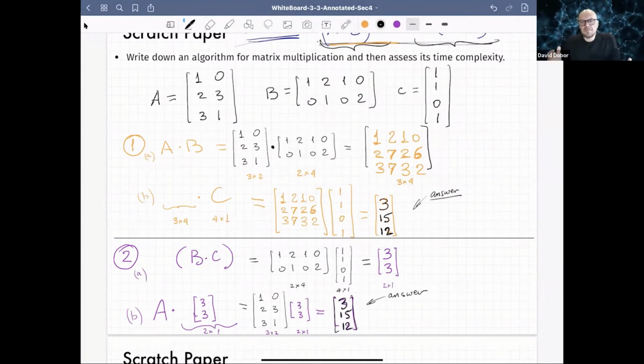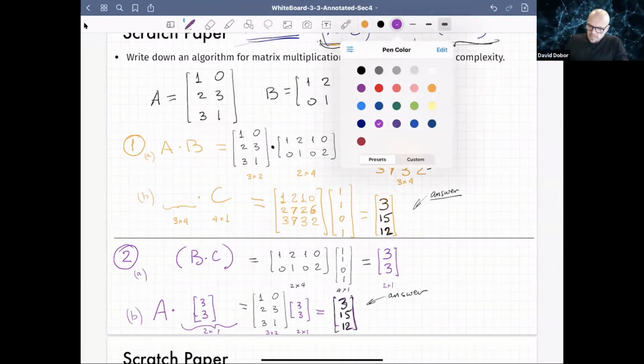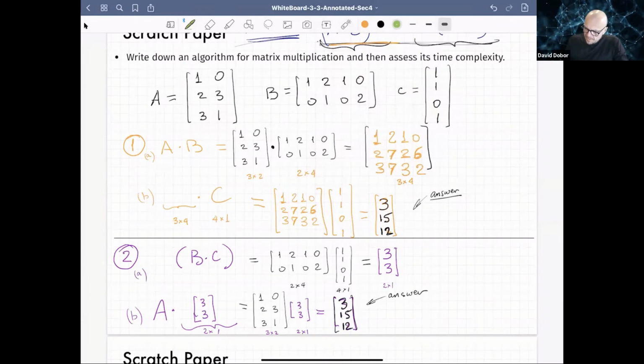Although I haven't proven to you the associativity of matrix multiplication in the general case, in this particular example I think it's clear to us that this is the same as this answer. So either way you multiply these matrices, you get the same result.